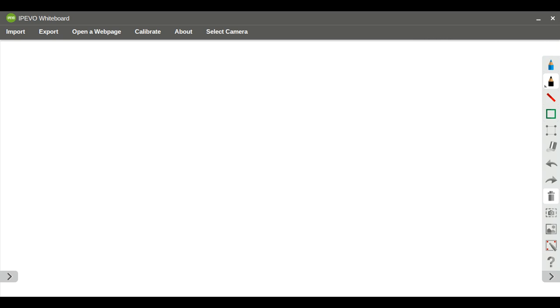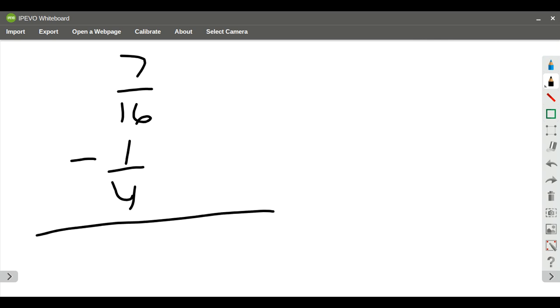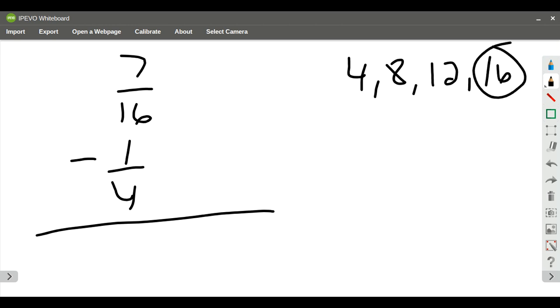All right, the next problem that we're going to take a look at is 7/16 subtract 1/4. And so when we take a look at 7/16 and subtract 1/4, first thing I need to do is list out multiples. So I'm going to list out multiples of 4. So 4, 8, 12, 16. There's my least common denominator. So I don't even need to touch the 7/16. It stays the same.